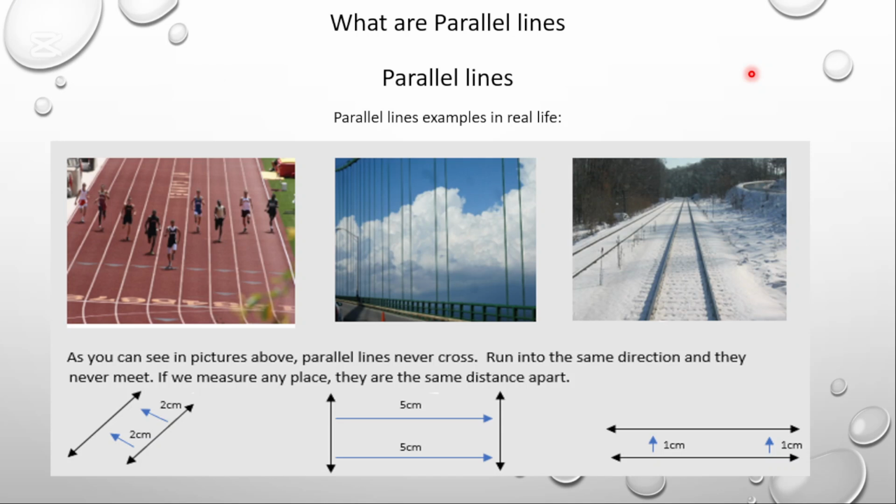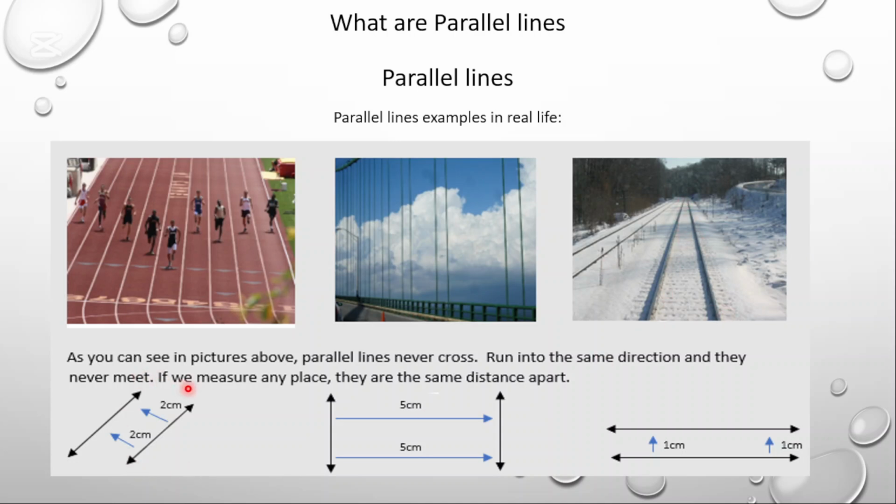Now what are parallel lines? Here we have a few examples in real life. In our first picture we can see some lines, and that is the lines on an athletics track, right? They are all what we call parallel. Secondly, here we have cables, and in our last picture we have railroad tracks.